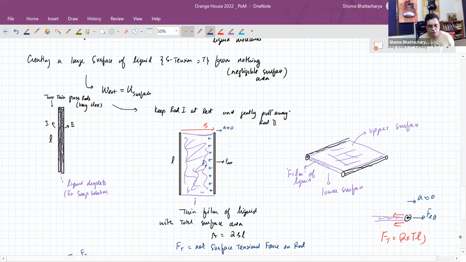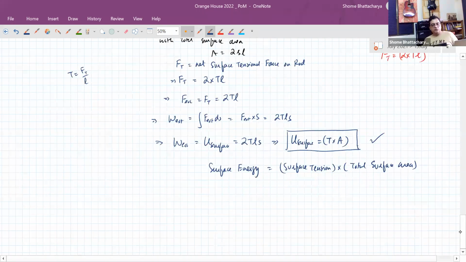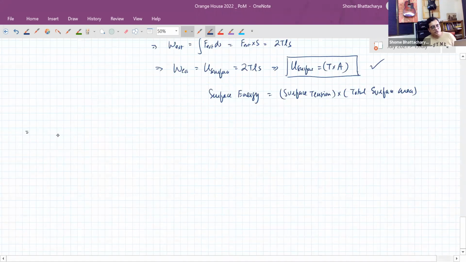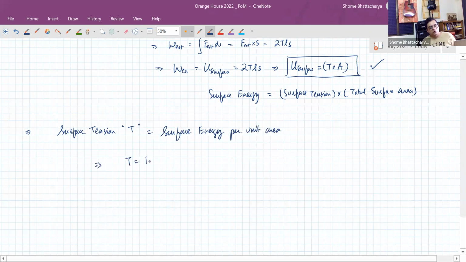Let's move on now. Before we move to applications of this, let's understand the significance of this result that we have here. So this gives us an alternate definition of surface tension. Surface tension T of a fluid is also equal to the surface energy per unit area. Okay, so this becomes important. So surface tension, which we have earlier defined in terms of tangential force per unit length, is also equal to surface energy per unit surface area.